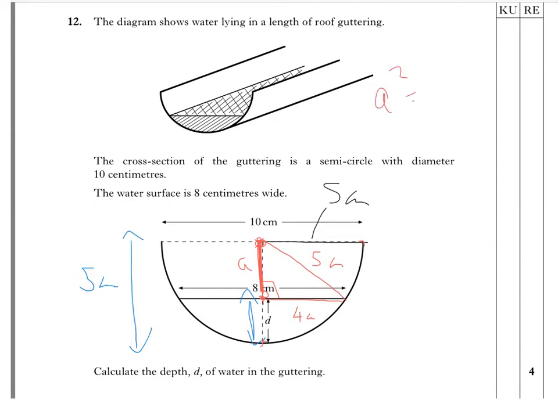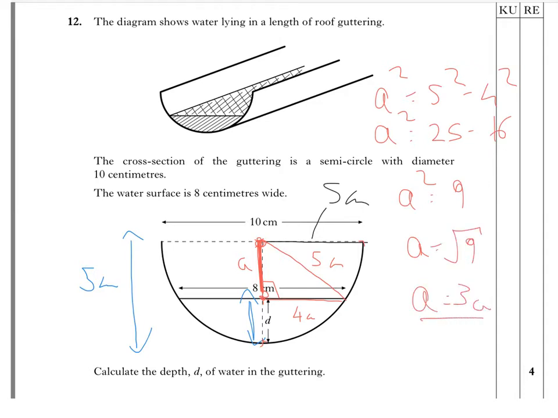For the short side, A squared equals 5 squared minus 4 squared. A squared is equal to 25 take away 16. A squared is equal to 9. A is the square root of 9, and that's 3. Now we know from here to here is the radius, and that's 5 centimetres. If this part is 3, which we just worked out from Pythagoras, then the depth would be equal to 5 take away 3, and that is 2 centimetres, and that's the end of the question.